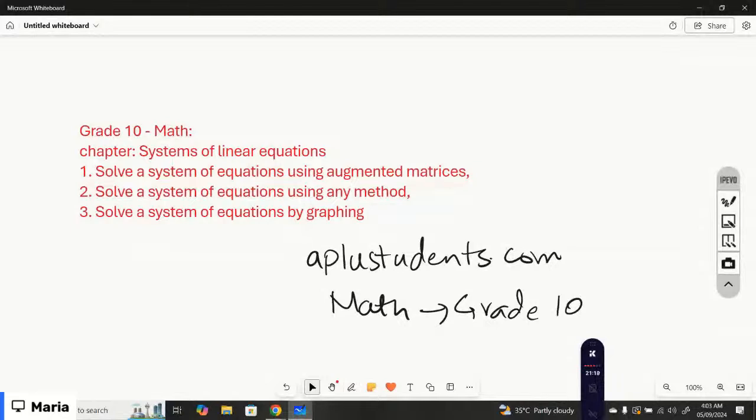The lessons we're going to cover today are solve a system of equations using augmented matrices, solve a system of equations using any method, and then solve a system of equations by graphing. So please make sure you have your notebook and pencil so that you can note down the important examples and definitions as well, right?